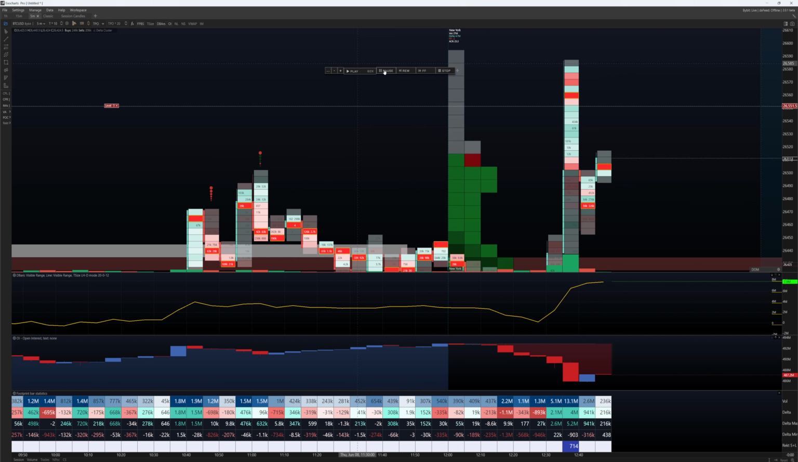Hit the play button here. Okay, look, boom. So this is exactly where I'm getting filled. I remember this very clearly. Whilst this 5-minute candle appeared, this is exactly where I'm getting filled. Hit the play button.